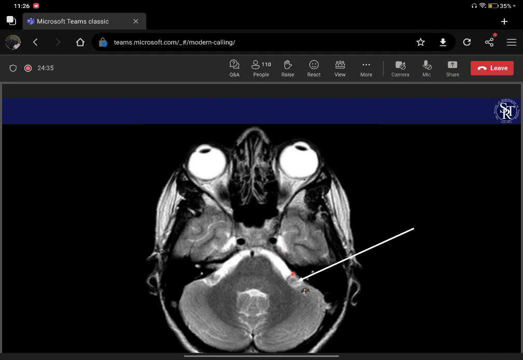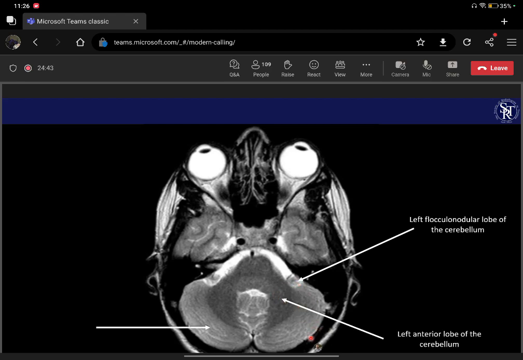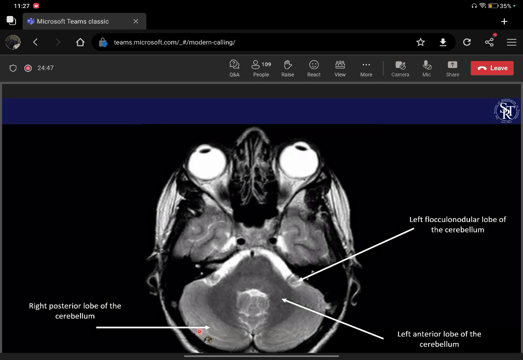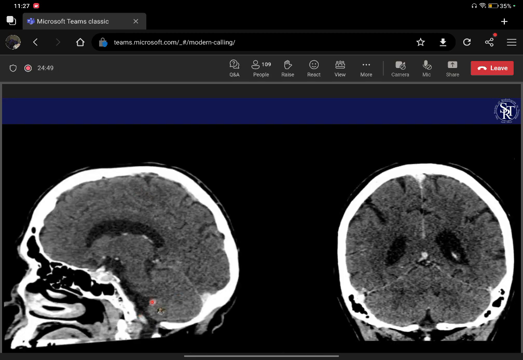So we have here the flocculonodular lobe on the left side. Here we have the anterior lobe, and here we have the posterior lobe. On CT, there's another structure that we need to look at. We can see this on MR as well. This is the cerebellar tonsil. And in the midline over here, we have the vermis.